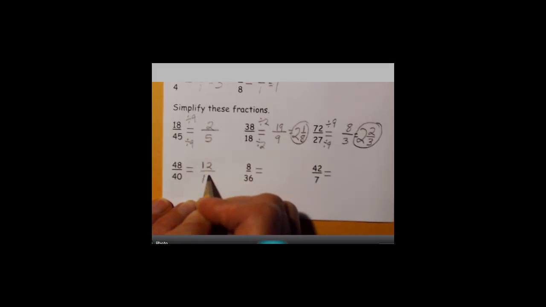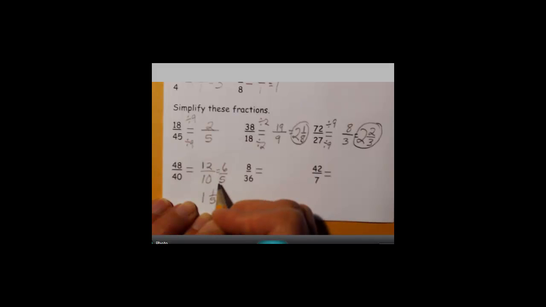And I'm looking at that again, and I can say, gosh, I can divide both of those by 2 as well, and that would give me 6/5, which would reduce to 1 1/5. So do you see how I did 2 different reductions there before I did my conversion to a mixed number?